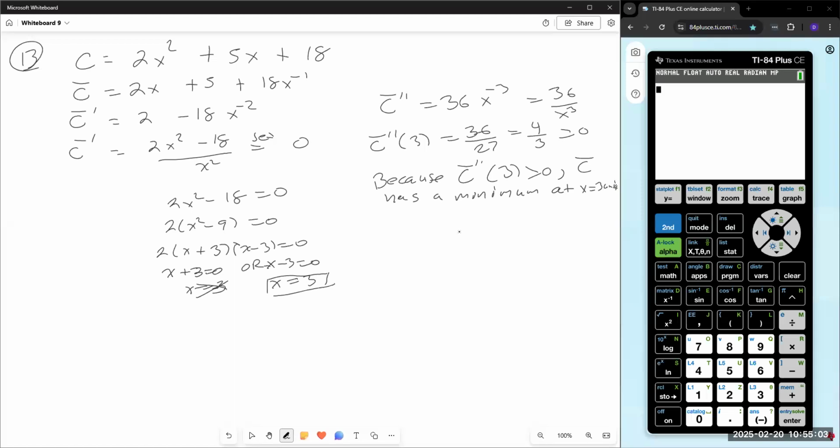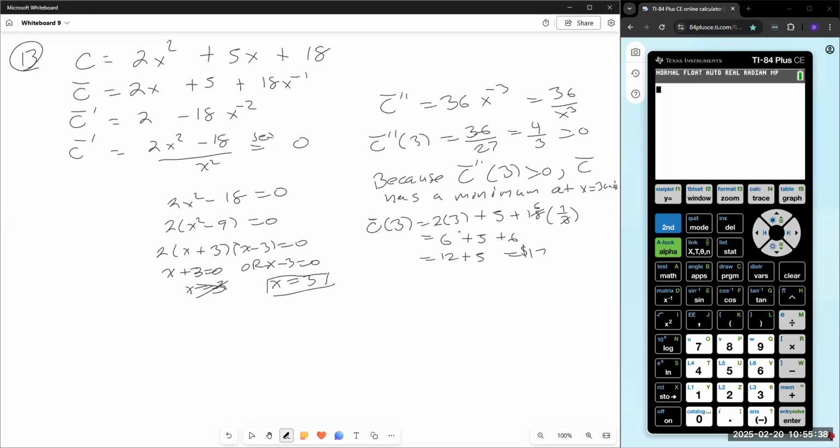And I want to find what that minimum is now. I haven't been asked to find that in the past, but C bar of 3 is going to be 2 times 3 plus 5 plus 18 times 3 to the negative first, which is 1/3. So this is 6 plus 5, and 3 goes into 18 6 times, so it's going to be 12 plus 5, which is 17. And since that's a cost, that's in dollars.